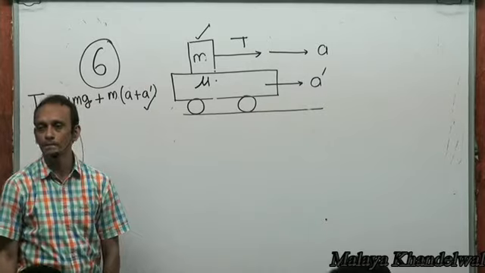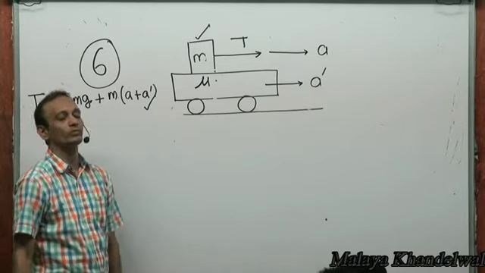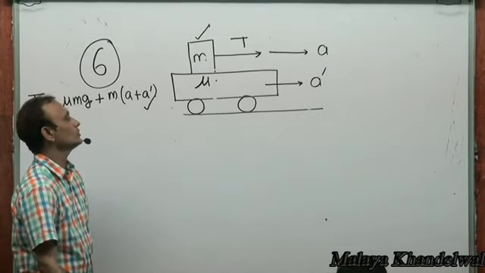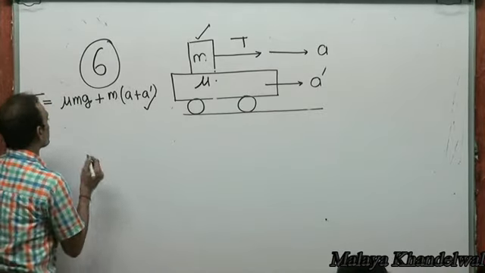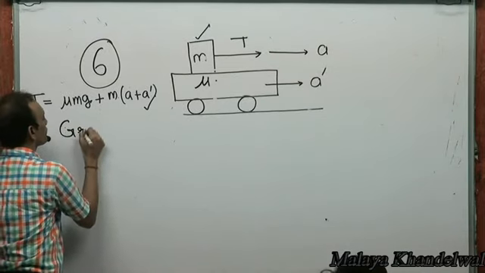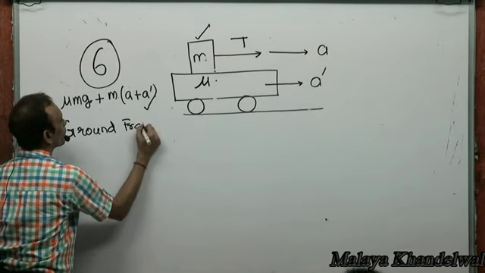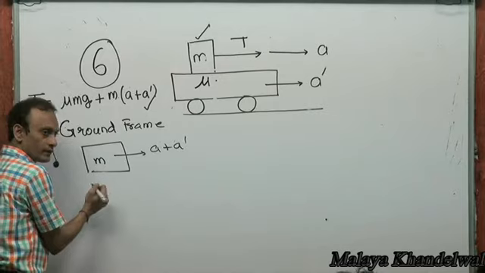So far so good, right? Now, in the ground frame, what is the acceleration of this? A plus a prime is the acceleration of this, right? In the ground frame, that's the acceleration of small m, right?